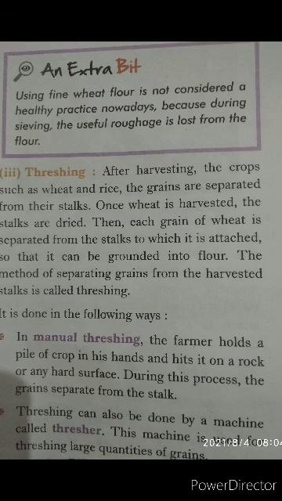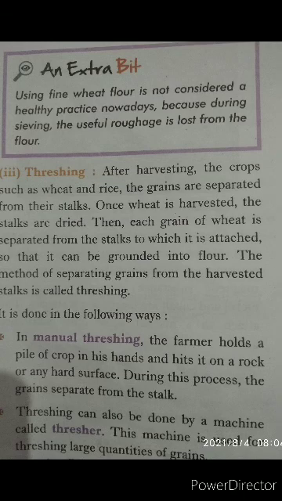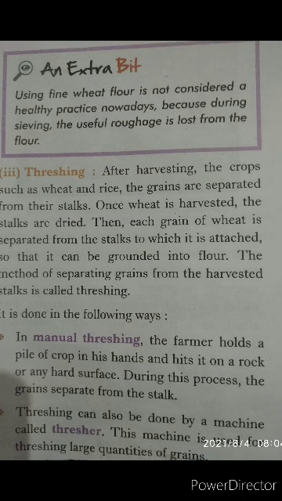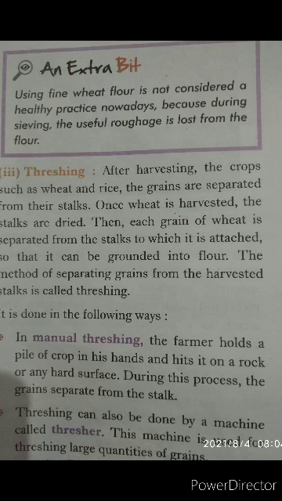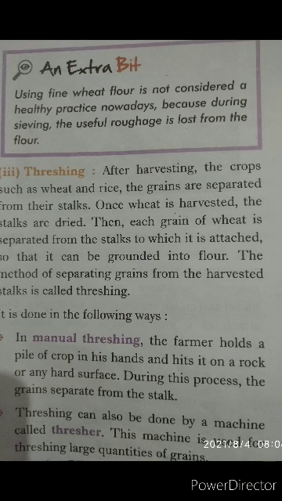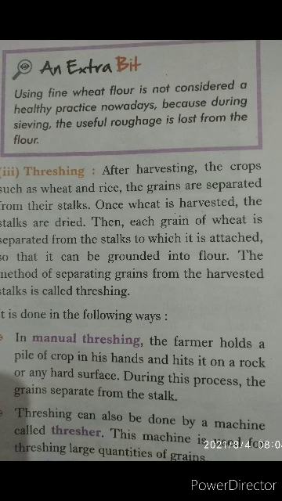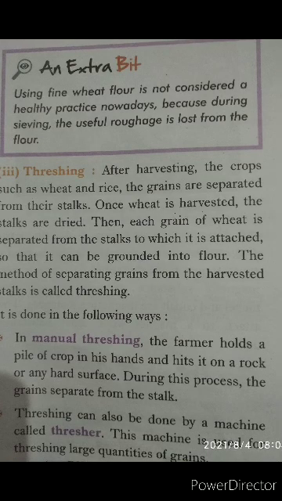Threshing means after harvesting the crops such as wheat and rice, the grains are separated from their stalks. Once wheat is harvested, the stalks are dried, then each grain of wheat is separated from the stalk to which it is attached, so that it can be ground into flour. The method of separating grains from the harvested stalks is called threshing.